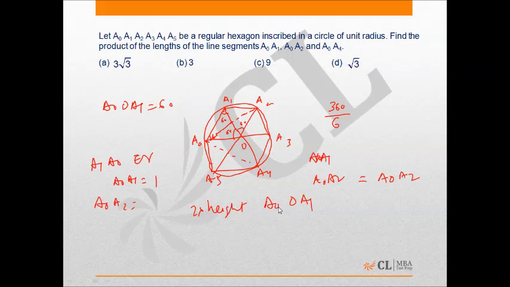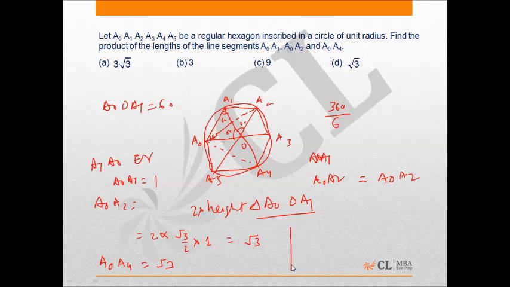the height of triangle A0OA1, and we know that the height of a triangle which is in the shape of an equilateral is root 3 by 2 into the side of the triangle. In this case, the length of the side is 1. Therefore, A0A2 will be root 3, and A0A4 will also be root 3, as it is equal to A0A2.